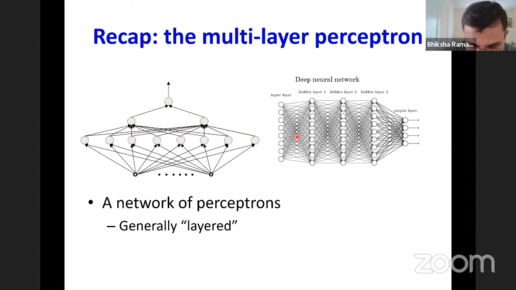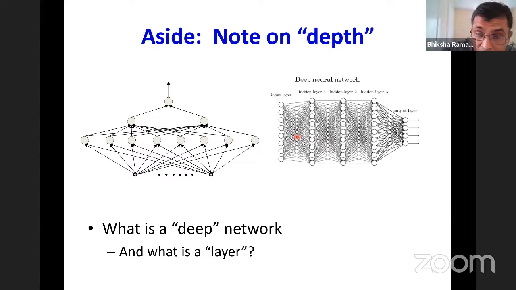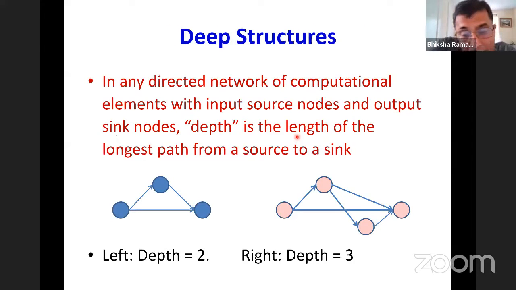Okay, so let me answer, right? We keep hearing of deep networks. What do we mean by deep? That too is not clear, correct? So let's define deep first. If I have a directed structure, any directed graph, which has a source and a sink, or a source, it can have multiples, then the depth of the graph is the length of the longest path from the source to the sink. So here, for example, on the left-hand side, I have a graph of 3 nodes.